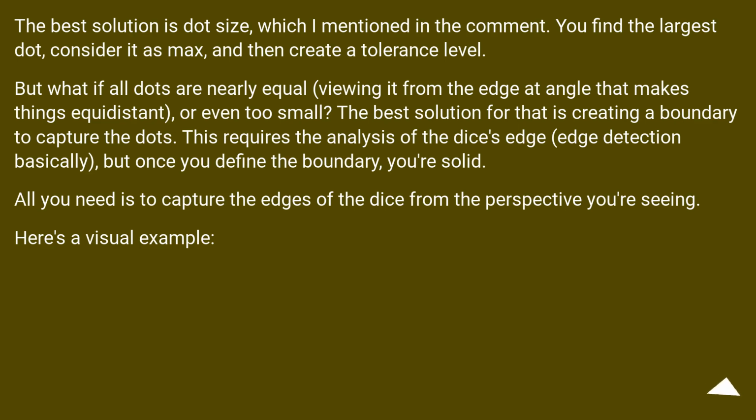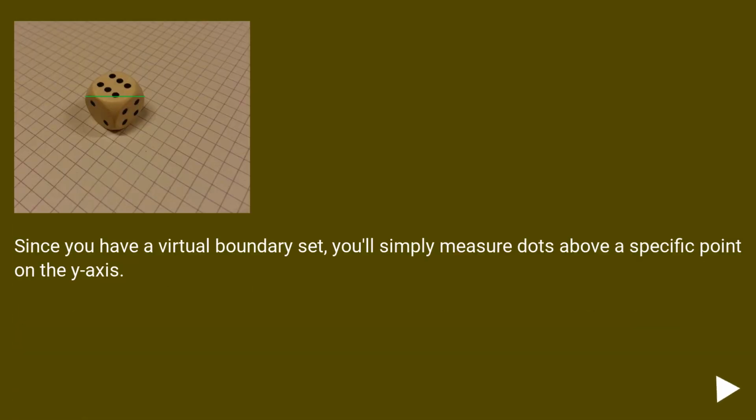This requires the analysis of the dice's edge detection basically, but once you define the boundary, you're solid. All you need is to capture the edges of the dice from the perspective you're seeing. Here's a visual example. Since you have a virtual boundary set, you'll simply measure dots above a specific point on the y-axis.